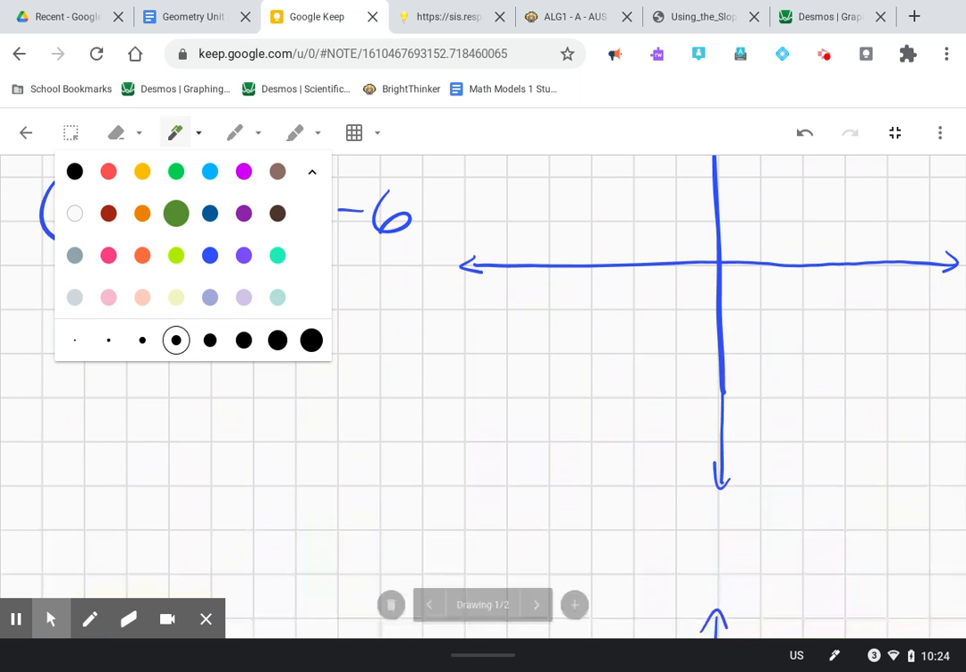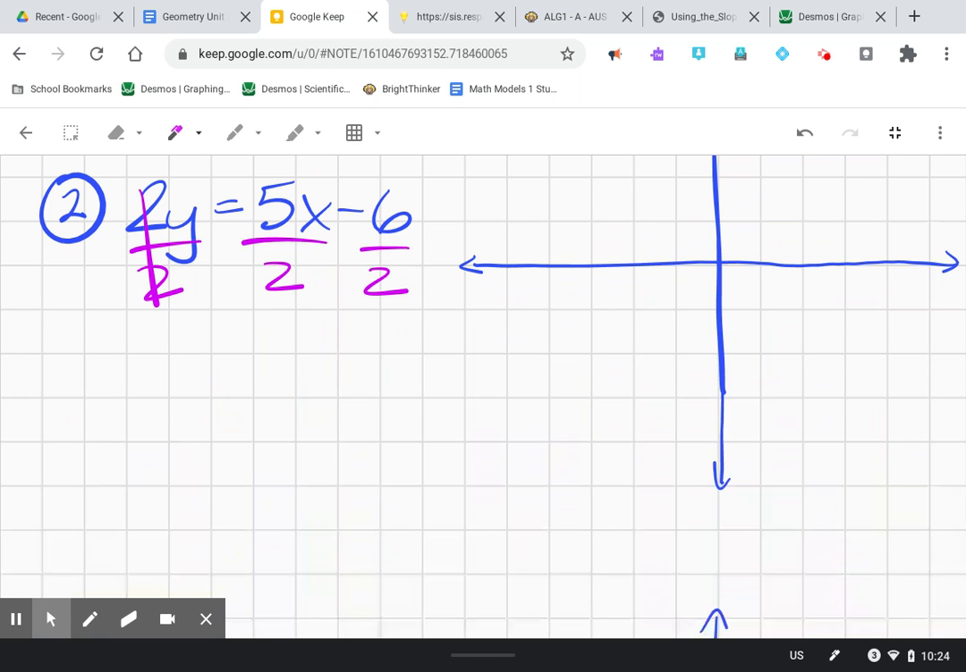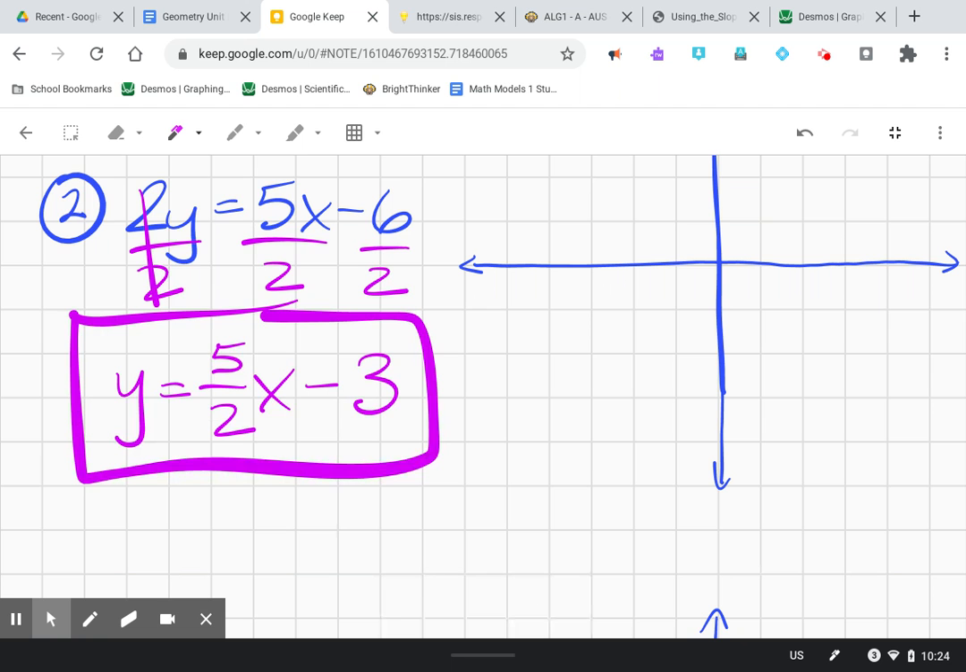So in this one, the y is not by itself, but it has a 2 with it. So we need to get rid of that 2 first. We're just going to divide everything in this equation by 2. That's going to cancel, giving me y equals, which is what we want. 5 over 2x is just going to stay like that. 6 divided by 2 is 3. So this is my slope-intercept form.